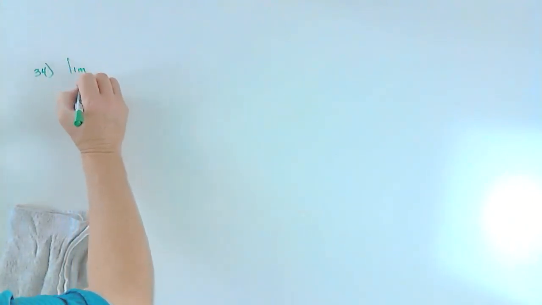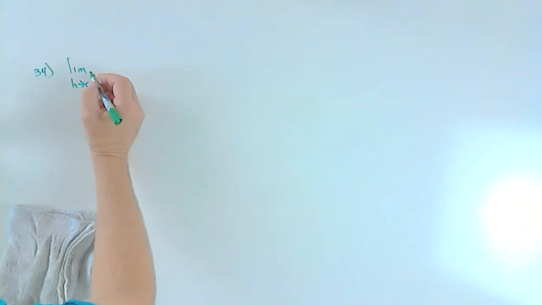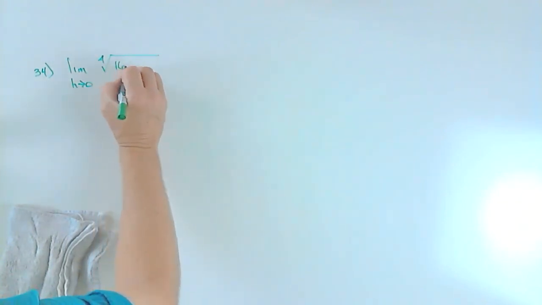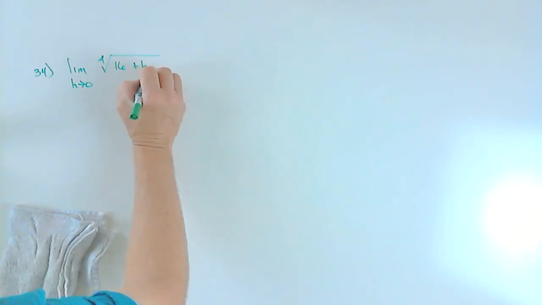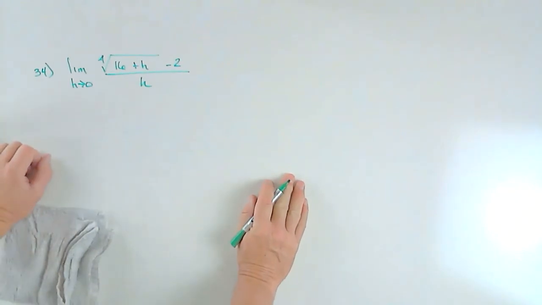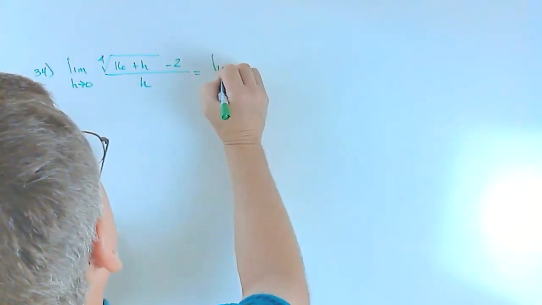So if we look at, again, they asked us to do 33, 34, 37, and 38. So I'll look at 34. Okay. And again, they're all the same. 34 says the limit as h goes to 0 of the 4th root of 16 plus h minus 2 over h. Now, this is this.